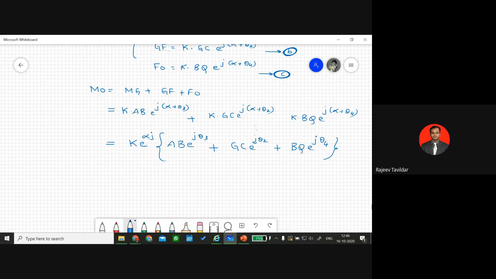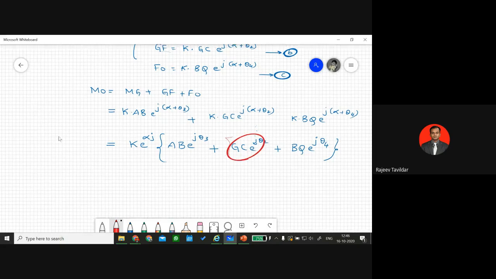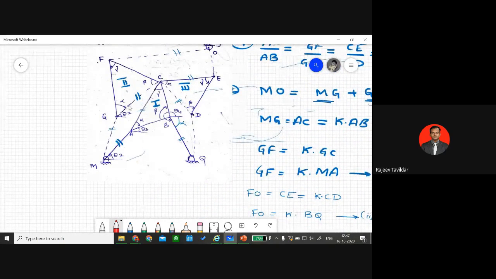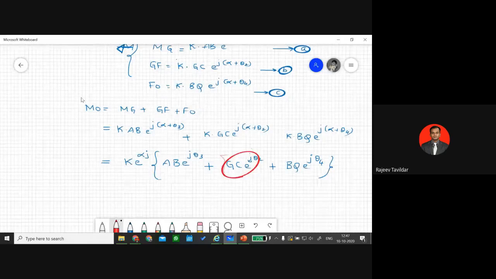Now in this equation, I'm going to just replace one terminology. You'll understand later why I have done that. That is this GC. So let us again look back to the diagram and see what this GC is equal to. So in the parallelogram, again I have GC equal and parallel to MA. So I'll just replace that GC by MA. I'll do it here only because I'll be giving you the notes. So I'll edit it here only instead of writing it once again. So instead of writing GC, I'll write it as MA into e raised to j theta 2.